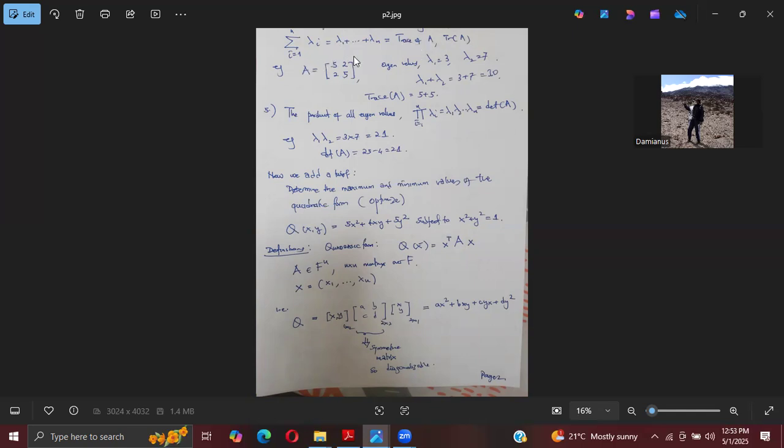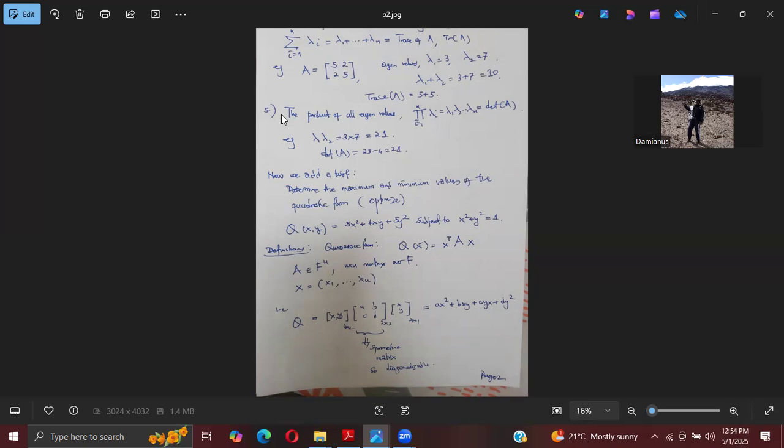Trace means the sum of the main diagonal elements. Our matrix is A, which is 5, 2, 2, 5. The trace of matrix A is 5 plus 5. The sum of the eigenvalues, what are the eigenvalues of A? They were 3 and 7. So 3 plus 7, the sum of the eigenvalues, is the same as the trace of the matrix. That's basically another property.